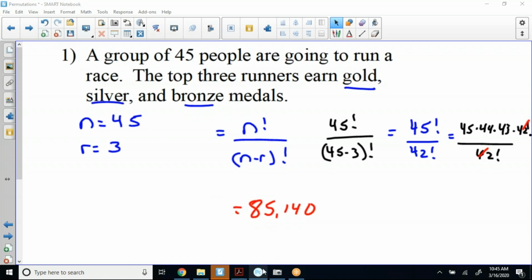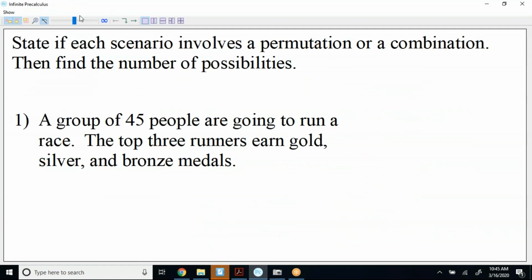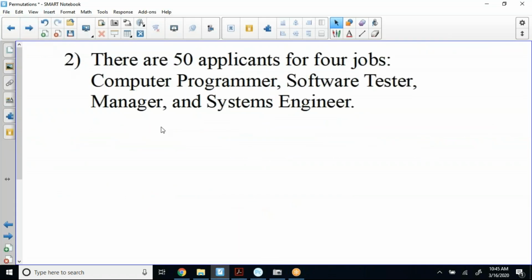So let's go and look at this one. If you look right there, it's 85,140. Okay. So let's go to the second one. All right. So 50 applicants with 4 jobs. And the 4 jobs are computer programmer, software tester, manager, and systems engineer. Right.